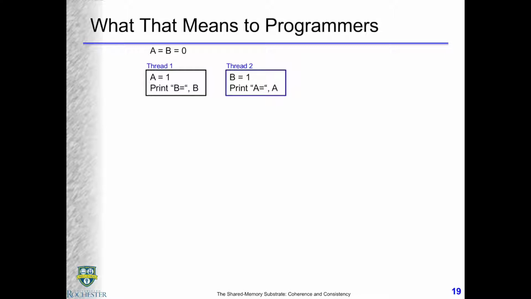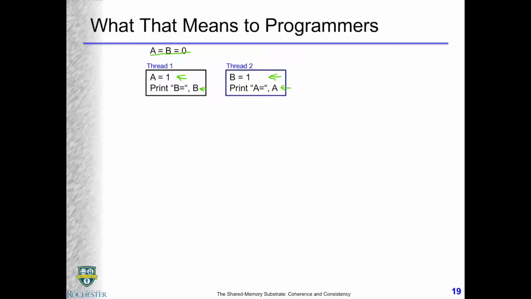Thread 1 defines A, and then the next instruction will somehow print B. Okay, so that's a read operation. You read B's value and you print it to the display. Thread 2 does the reverse. It defines B and it prints A. Now, again, this is a common assumption that we're going to use. They all start with 0. So the question is, what is an intuitive outcome of this program?